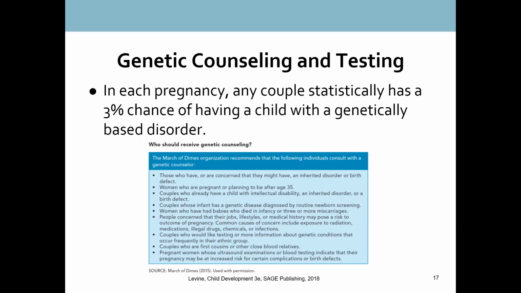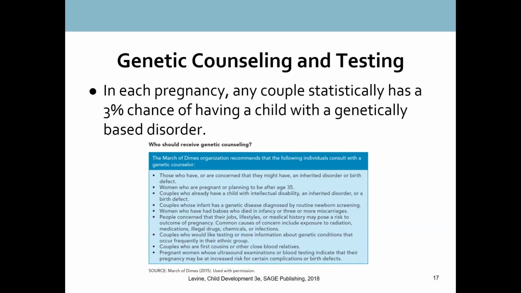What else here? Any other ones? If a woman has ever had a baby who died in infancy or has had 3 or more miscarriages, that's a sign that she may have some disordered genetics. So being first cousins or blood relatives, yeah, that's not good for genetics.